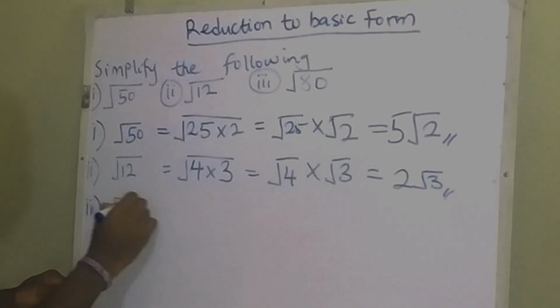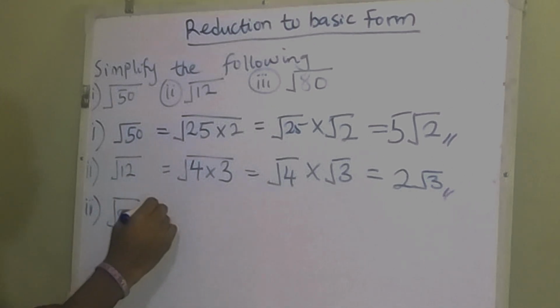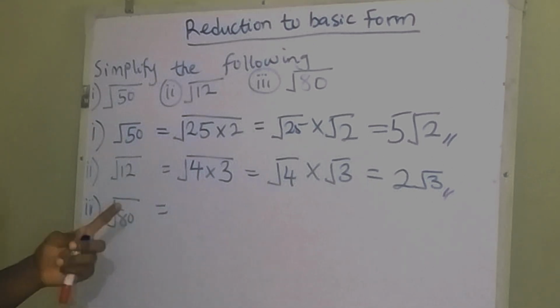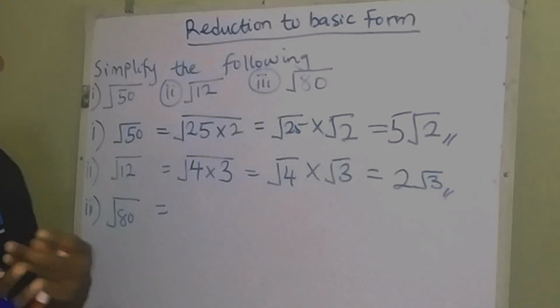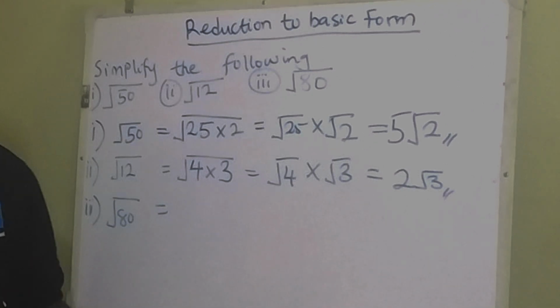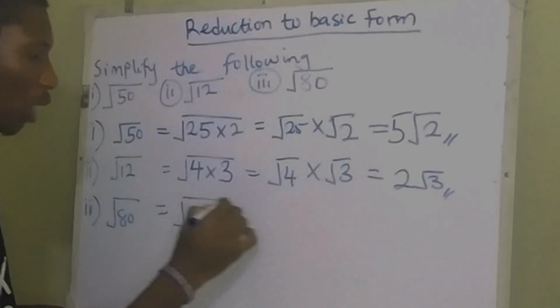The final one will be 80. Now, square root of 80. 80 can be written as 10 times 8. Is 10 a perfect square? No. Is 8 a perfect square? No also. So therefore, we are going to figure out numbers that can work with it.